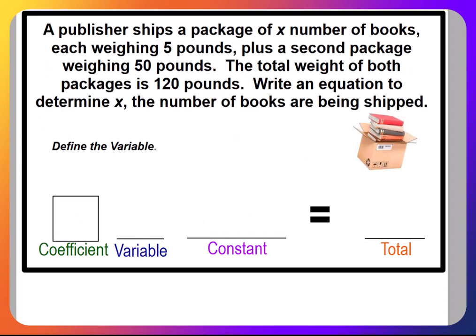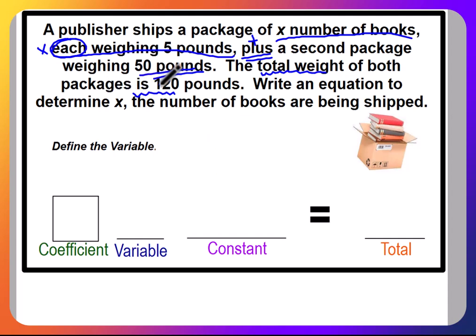Okay, next example. A publisher ships a package of x number of books, so they're actually telling us what variable to use, each weighing 5 pounds. Each means what? Multiplication. Each weighing 5 pounds. Plus, oh, it's telling you plus a second package weighing 50 pounds, so plus 50 pounds. The total weight of both packages is 120 pounds. So the total weight is 120. What is that telling you? The total, right? Write an equation to determine x, the number of books that are being shipped.